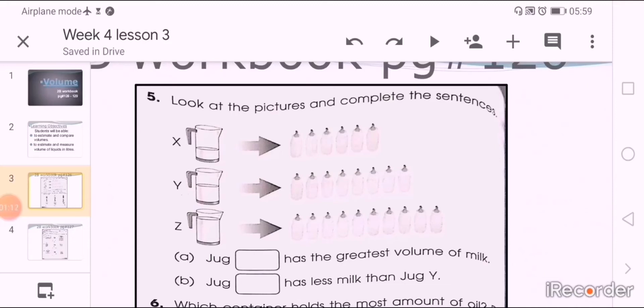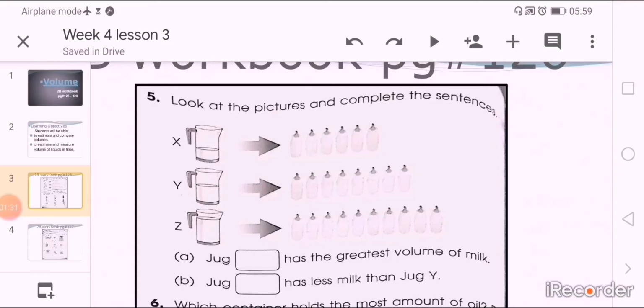A. Jug dash has the greatest volume of milk. Compare all the 3 jugs and you will find out jug Z has the most or greatest volume of milk because it can fill 10 bottles. So write Z in A part.